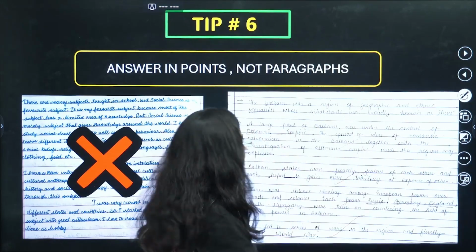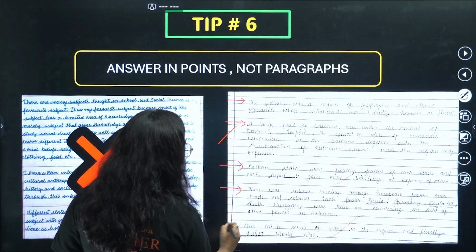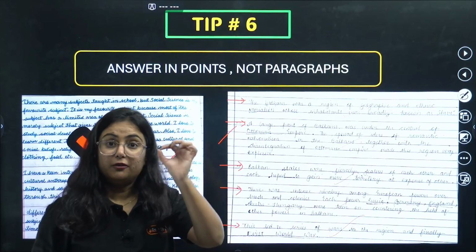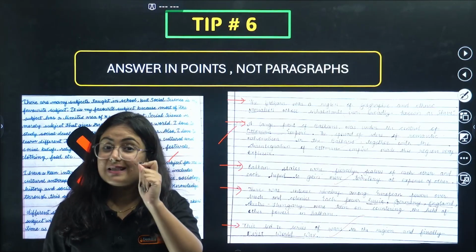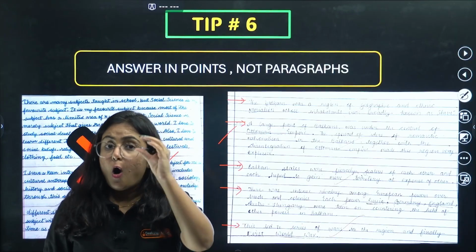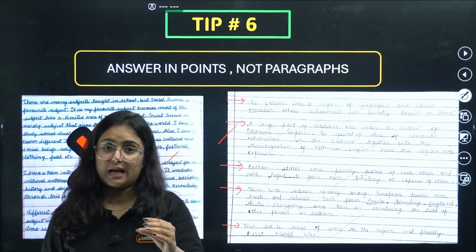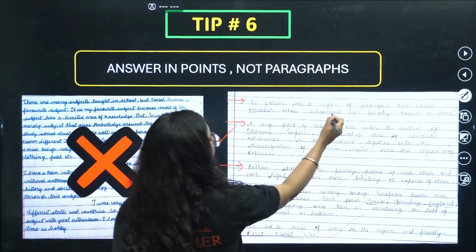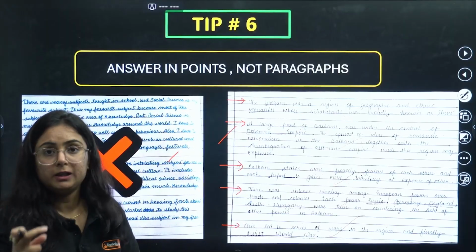For example, in this I have given 5 points: 1, 2, 3, 4, 5. And one very important tip that I want to give you: do not make your points repetitive. It will definitely affect your answers, right? All the points should have a different meaning, a different approach to that answer, because like, the Balkan was a region of geographical and ethnic variation, is a different meaning, right?